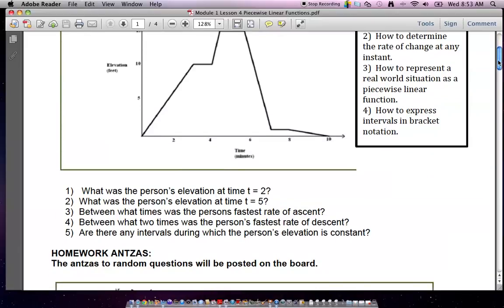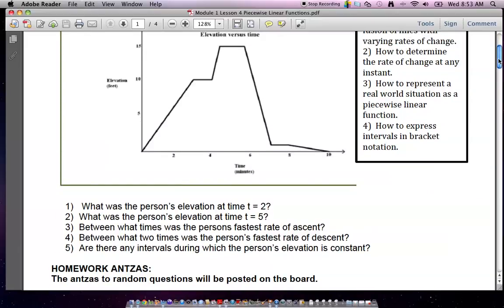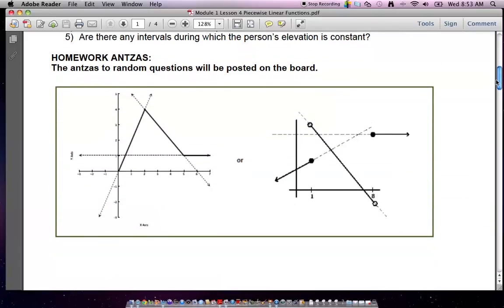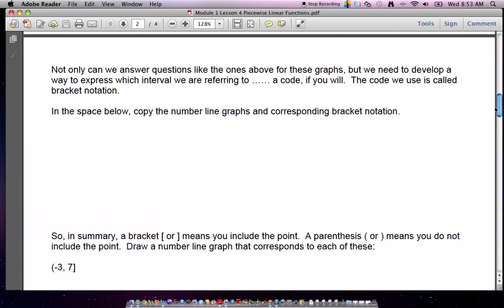Are there any intervals during which the person's elevation is constant? Yes, from here to here, which is roughly what, 4 1/4 to 6 or whatever, and this interval here from say 2 to 3 or whatever it is. Also down here from 7 to 8. Okay, those are some homework answers.